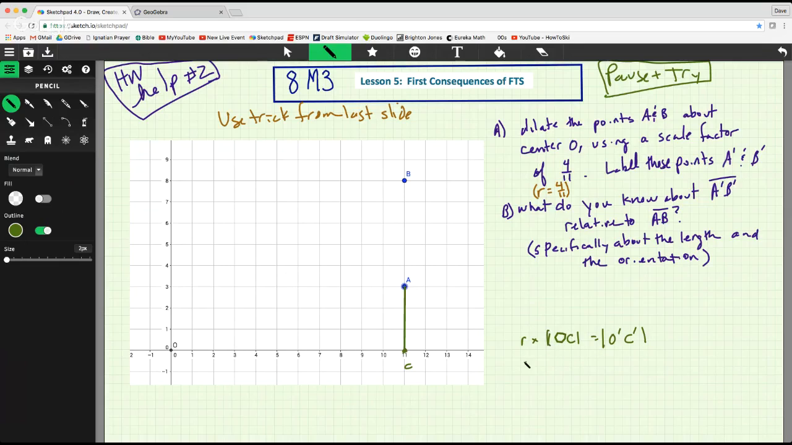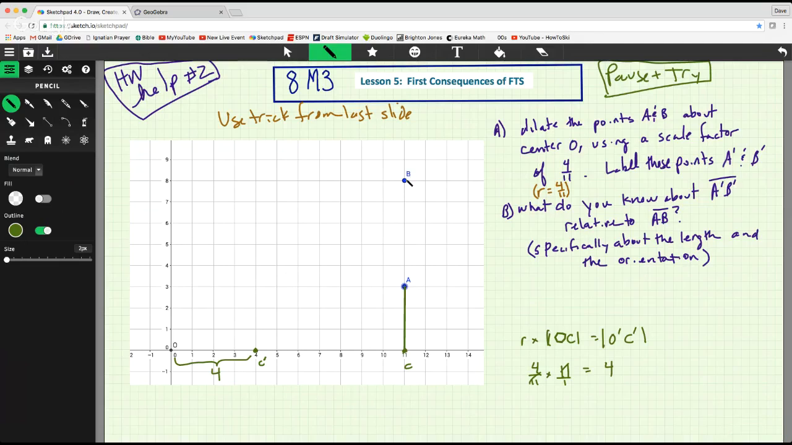So if OC, how far is that? That's 11. Our R is 4/11. So 4/11 times 11, we turn this into a fraction. Cancel, cancel, and we get 4. So O prime C prime must be 4. So our C prime must live right here, because this is 4.